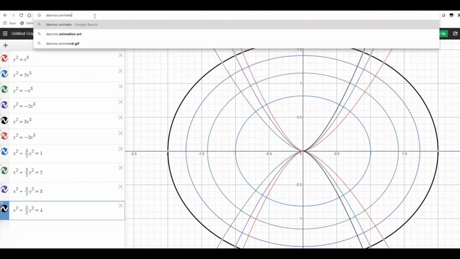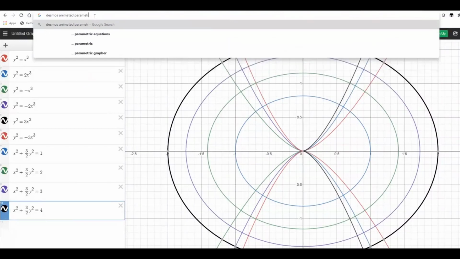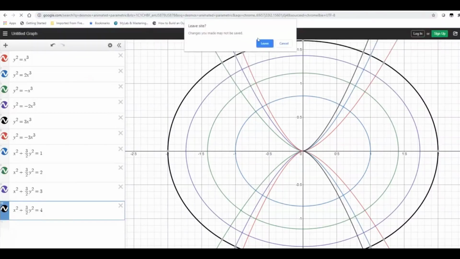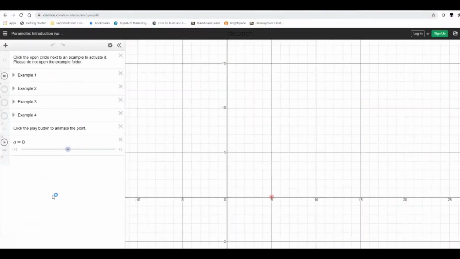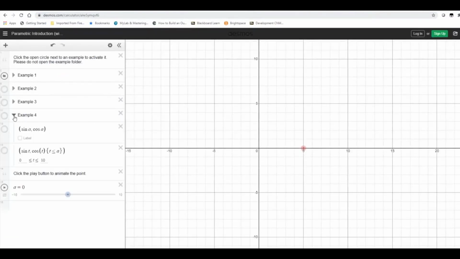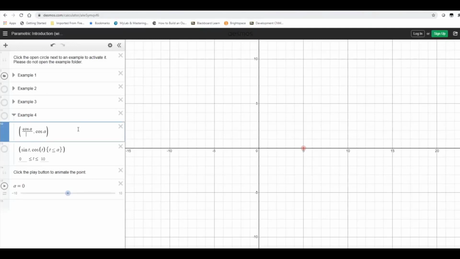Desmos animated parametric with path. So here we go. This is the one we're going to look at. They have all these examples here. I'm just going to alter this fourth example to match what we have in our problem. X, we're going to have to change this to be cosine of a over 2. It's a little bit clunky to make this work, but this is the way that whoever programmed this did it.